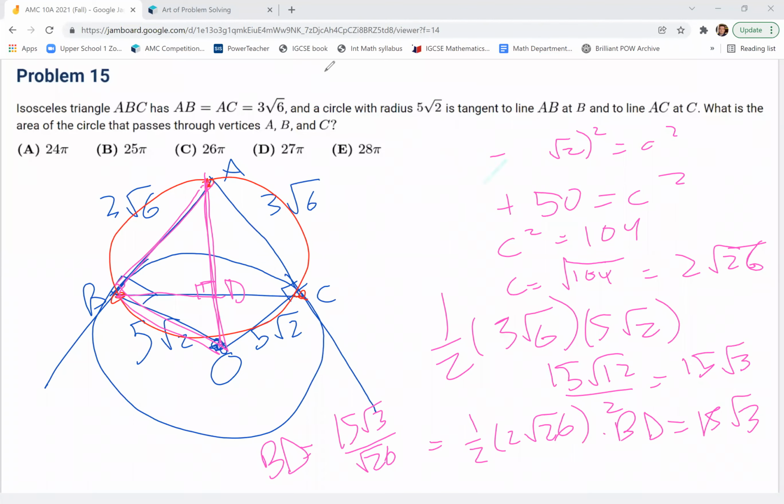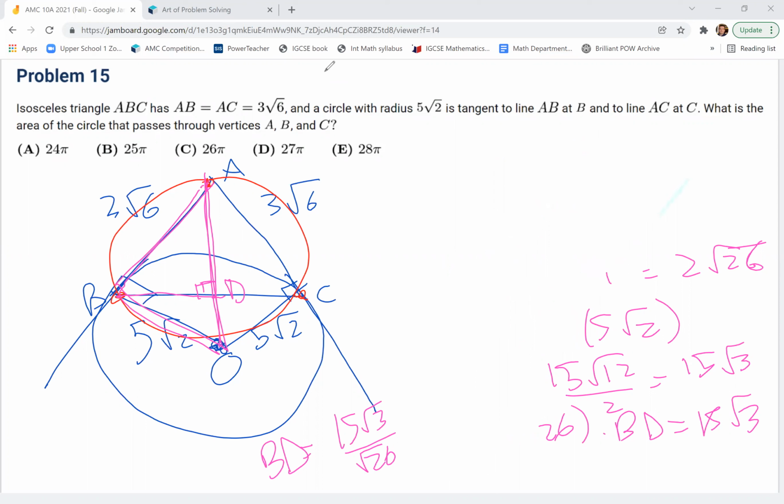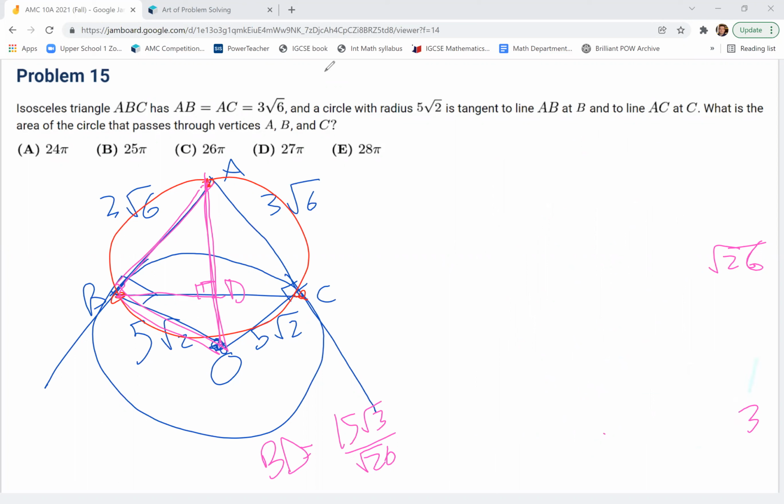I'm going to erase some of this to give myself more room. I'm going to need a lot of room here. Okay, so BD is 15 root 3 over root 26.